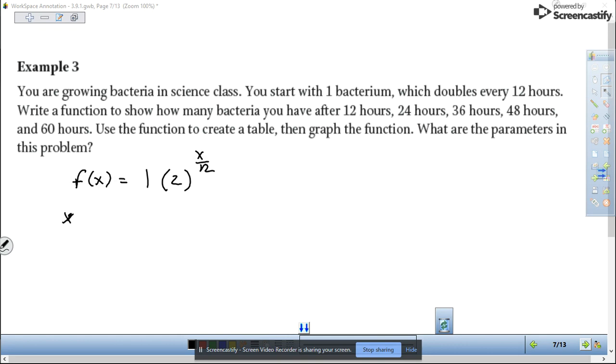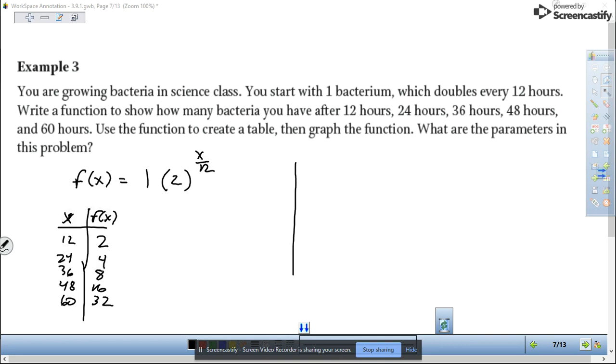So your t-chart here is going to be 12, 24, 36, 48, 60. And then, of course, after 12 hours, it'll double 1 time, which means 2, and then 4, and then 8, and then 16, and then 32.